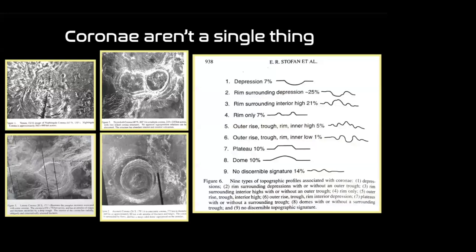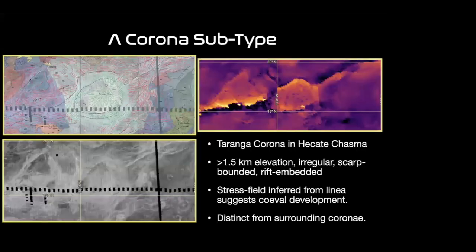They're asymmetric, they're polygonal, they have these raised interiors with these elevated rims and these really sharp boundary troughs on either side. So here's an example of that, Taranga. Here's the geological map that shows the lineae. If you take the lineae as telling you something about the stress field, they seem to form along with the rift.